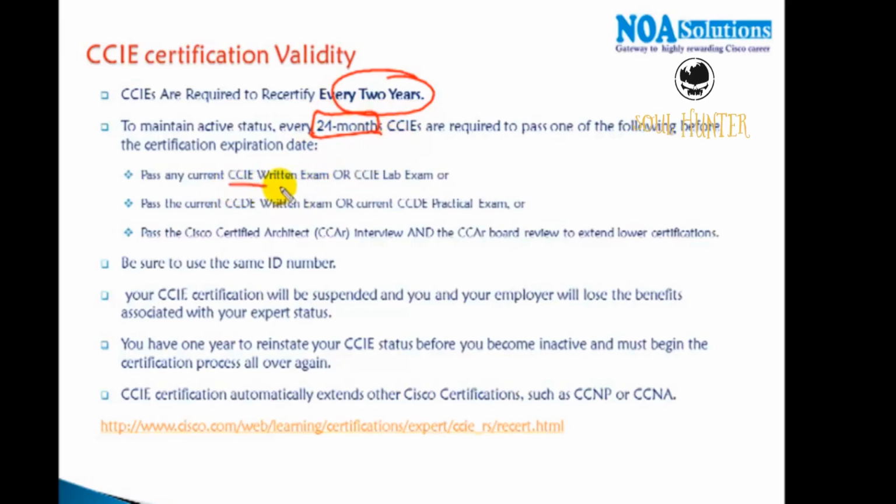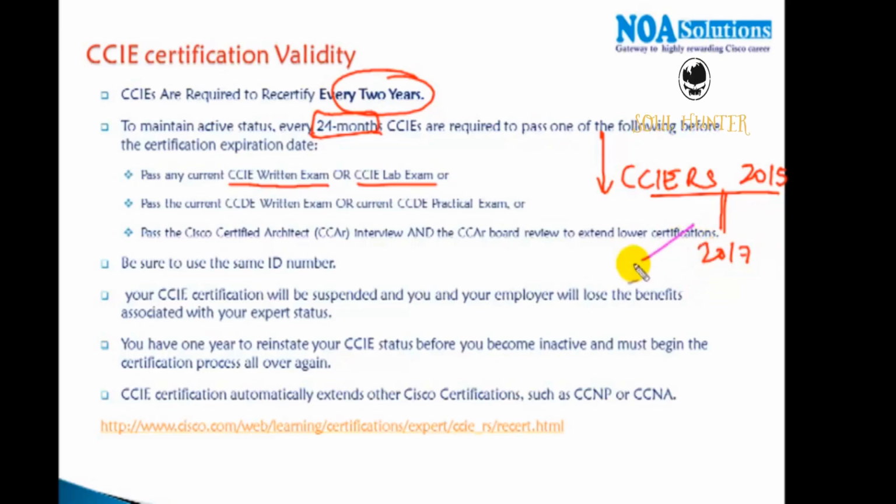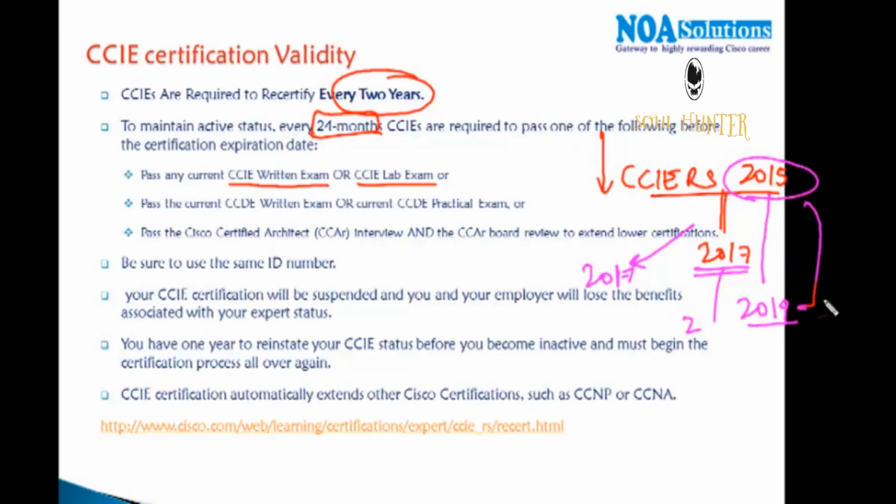So either you have to pass the written exam or any other lab exam. Let's say I'm done with my CCIE Routing and Switching this year, in 2015. In that case, this is valid up to 2017. If you pass any other CCIE exam within this period, let's say I pass my CCIE Service Provider or any other track in 2017 or before, your validity extends for the next 2 years. So the validity is now till 2019, 2 plus 2.